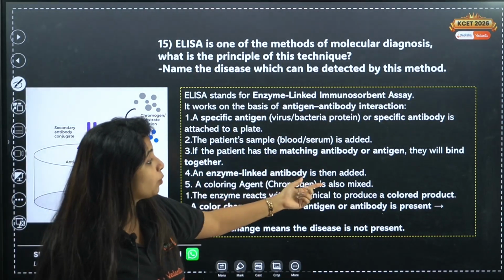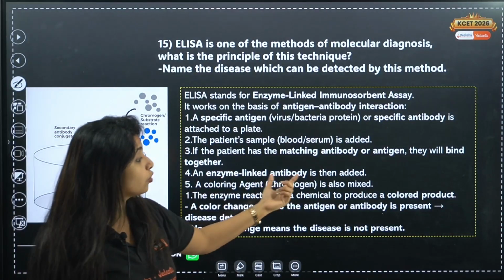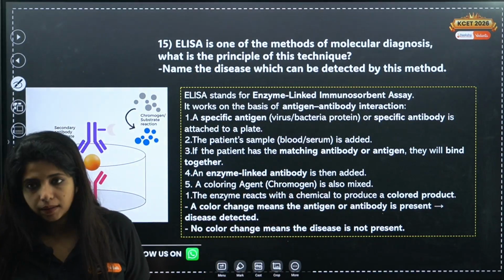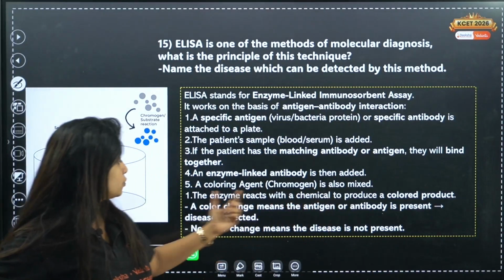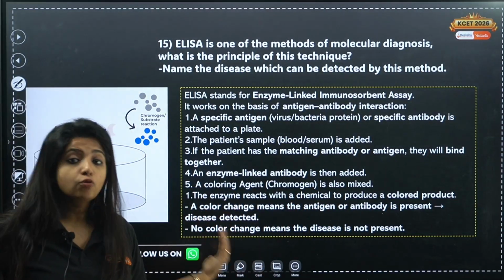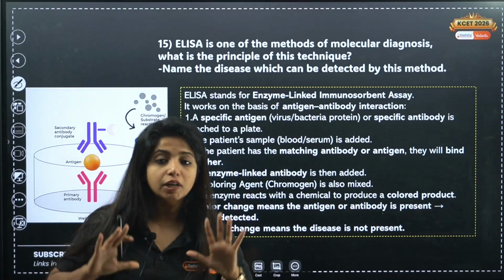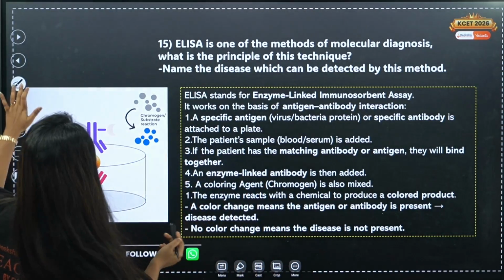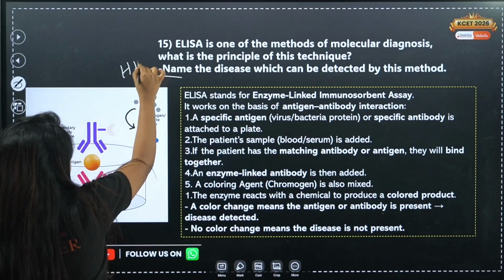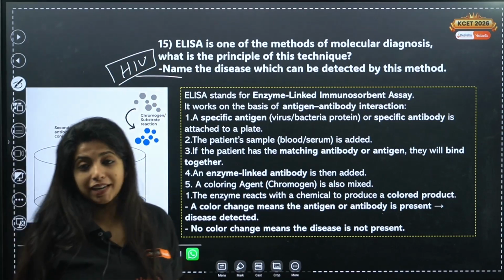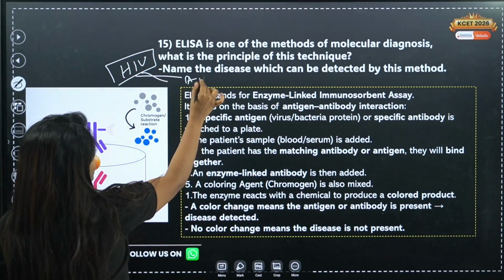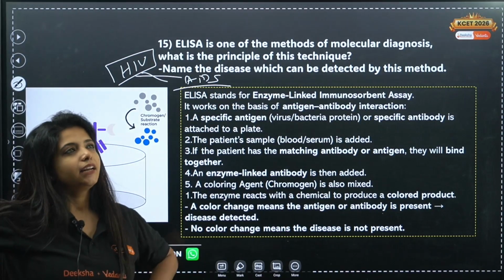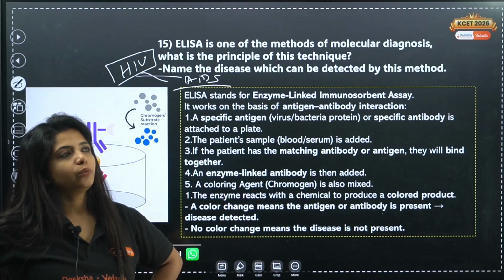An enzyme-linked antibody is then added. A coloring agent or chromogen is also mixed. The enzyme reacts with the chemical to produce a colored product. The color change means the antigen or antibody is present and the disease is detected. If no color change, that means the disease is not present at all. So you need not worry about it. Now the name of the disease which you can find with this is HIV, AIDS. Not HIV, it's the virus's name. It is AIDS. Okay. Now one thing I wanted to tell you.